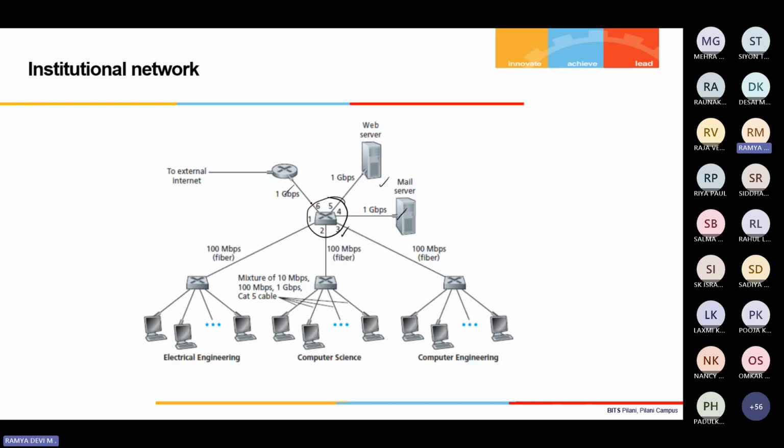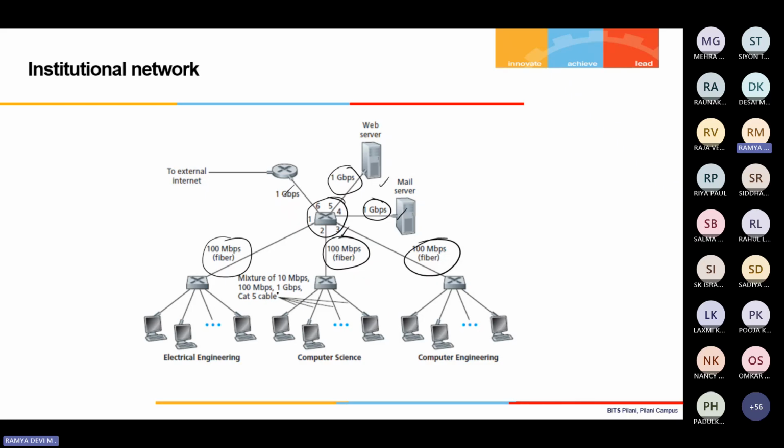Fine. So it is a high speed switch which supports 1 Gbps of data capacity to ensure the traffic flow across the networks is done in a smooth way. Okay, so 3 departments are connected, which use the fiber optic cables that support 100 Mbps. Fine, electrical engineering, computer science, and computer engineering.